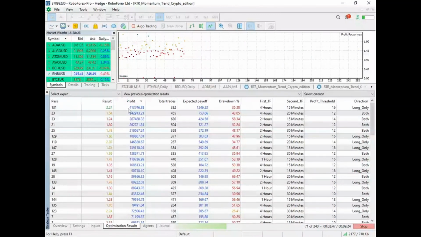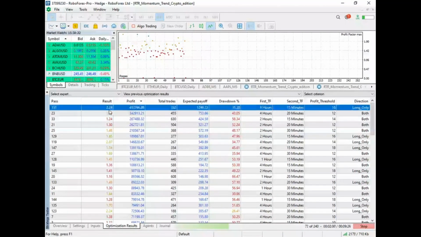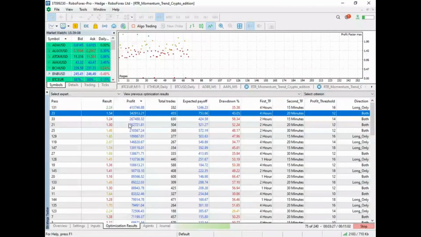So far the top result is a profit factor of 2.24. The profit is just over 41 times the original deposit of 10,000. The profit is sitting at $413,746, and that's 33 trades. The maximum drawdown during that 6-year period was 35%. Below that, there's another good result as well, approximately 34 times the initial deposit of 10,000, and the profit is $342,900.